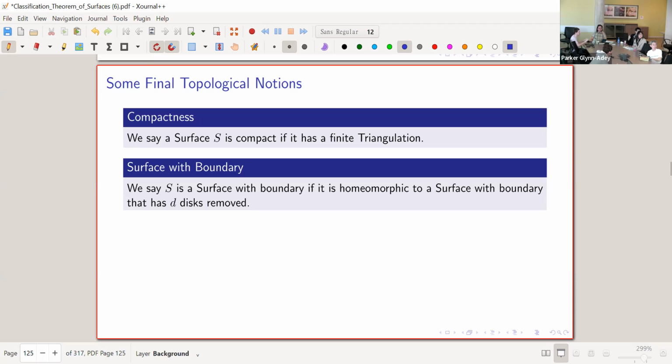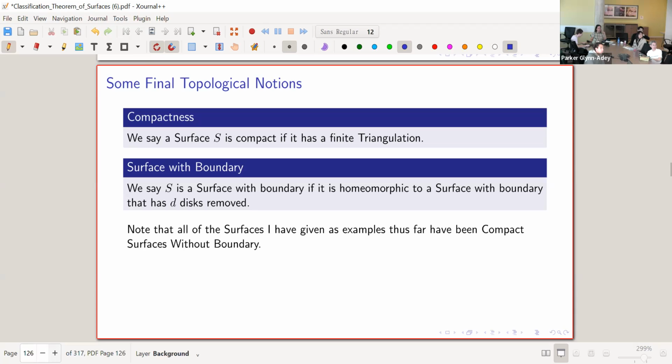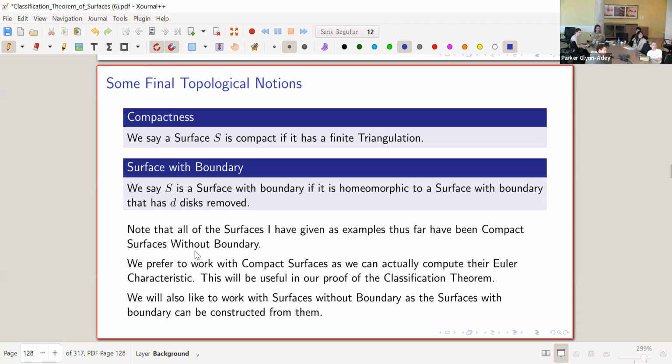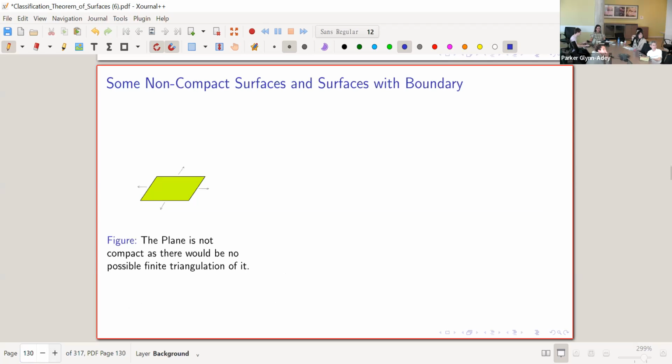So don't worry if you don't understand what these mean exactly. I'll show some examples. So all the surfaces I've given so far are compact surfaces without boundary. It's pretty obvious why we want to work with compact surfaces, because we can compute their Euler characteristic. And that's an invariant, so that's super powerful. We would also like to work with surfaces without boundary, because we can always construct surfaces with boundary from them, by just taking out D disks from a surface without boundary. So we want to restrict our attention to these types of surfaces because this will make our classification program easier.